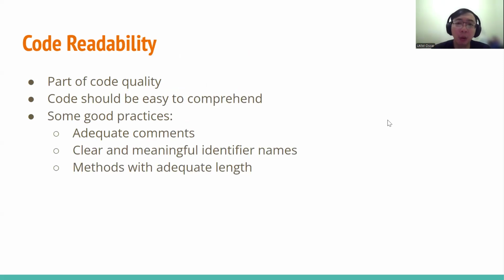The next one is code readability. As I said before, code quality does not necessarily mean code readability. So code readability is one part and code quality is another part. Code quality is covering many things, not only readability, but also the coupling, the design, etc. So readability is basically part of code quality. And what is the purpose of this one? The purpose is the code should be easy to comprehend.